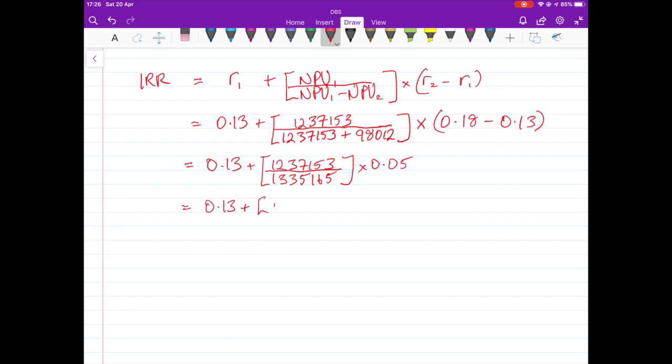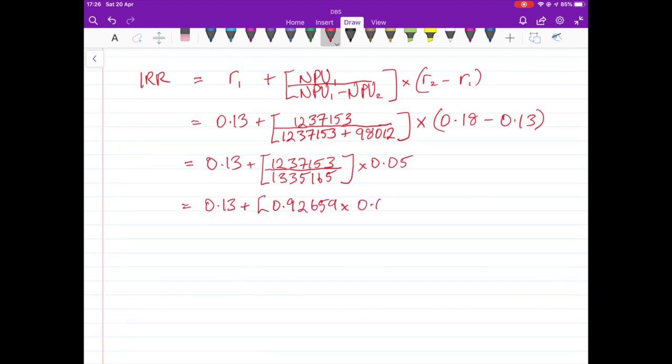Dividing what's inside the square brackets into one another, we get a figure of 0.92659. Multiply that by the 0.05, giving a figure of 0.0463. We now add those two figures together, and that gives us a figure of 0.1763 or 17.63%.